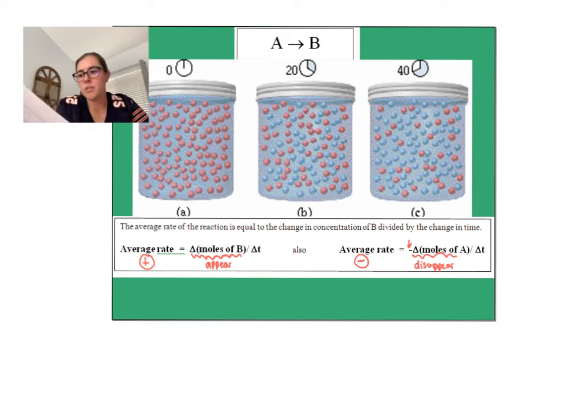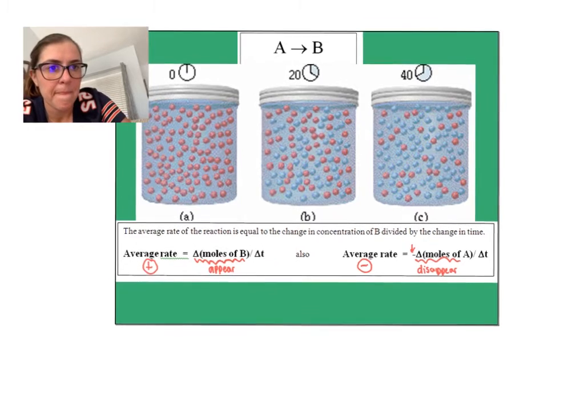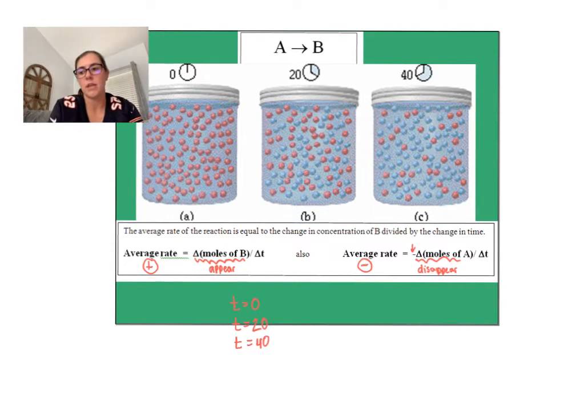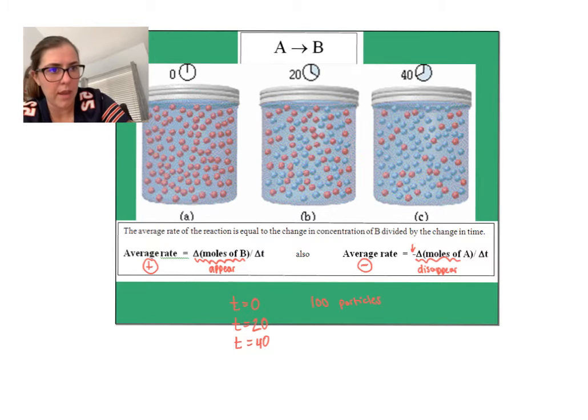All right, so here's what I would like you to do. At t equals 0, I want you to count the red particles, at t equals 20, and at t equals 40. Pause the video, count up the red particles. All right, hopefully you got 100 particles. And then I got 60 particles. And then when I counted, I saw 30 particles.